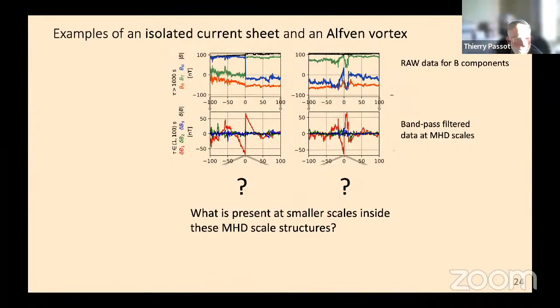Yeah, hello. Thanks again for your clear presentation. It was interesting to see the evidence of these structures. As Anik said, I have some puzzling issue with the number of current sheets that have been observed.